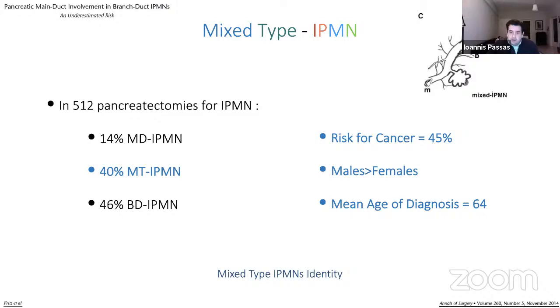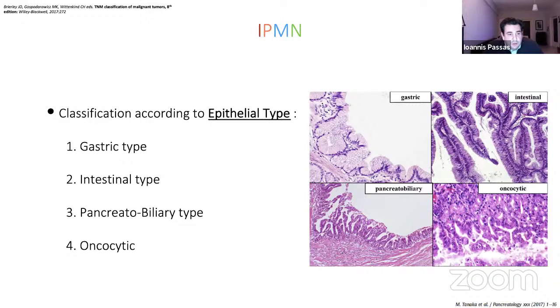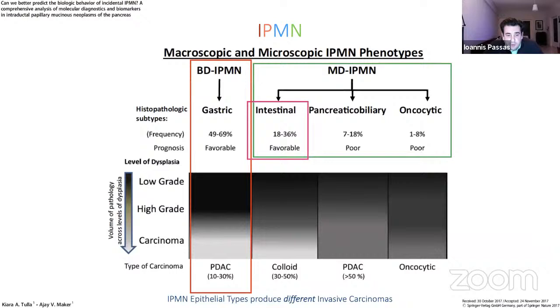So another important feature is the epithelial type. There can be four types: gastric type, intestinal, pancreatobiliary type, and oncocytic type. Each of them will give a different type of cancer and have a different probability at the time of diagnosis, or in the histology after resection, of having from low grade to high grade dysplasia to carcinoma. From those, in the branch duct, as we said, the gastric type is the most frequent one, and most frequently it's low grade.